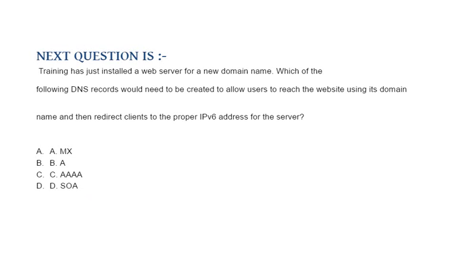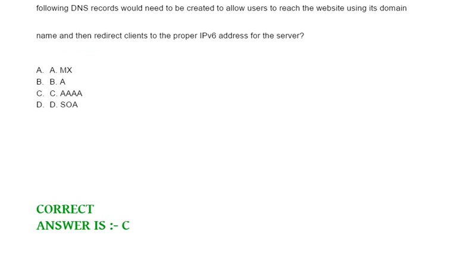Next question is training has just installed a web server for a new domain name. Which of the following DNS records would need to be created to allow users to reach the website using its domain name and then redirect clients to the proper IPv6 address for the server? Option A, MX. Option B, A. Option C, AAAA. Option D, SOA. Correct answer is option C.